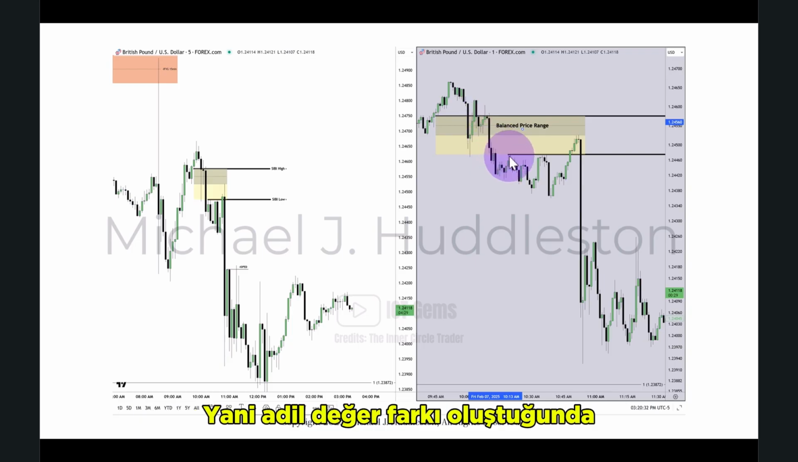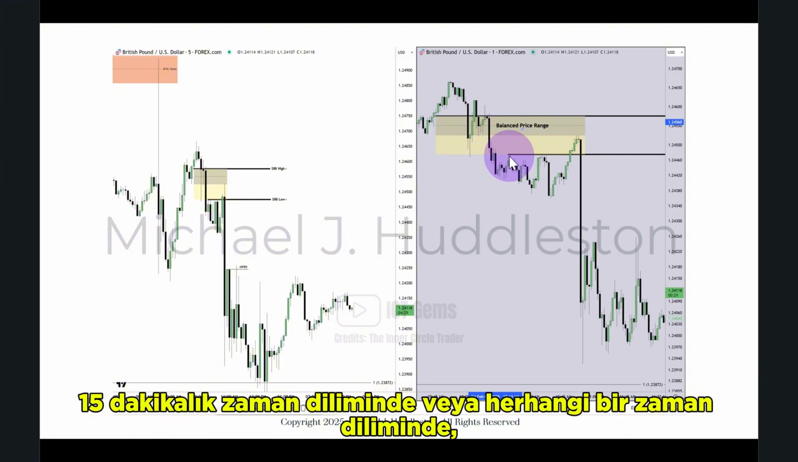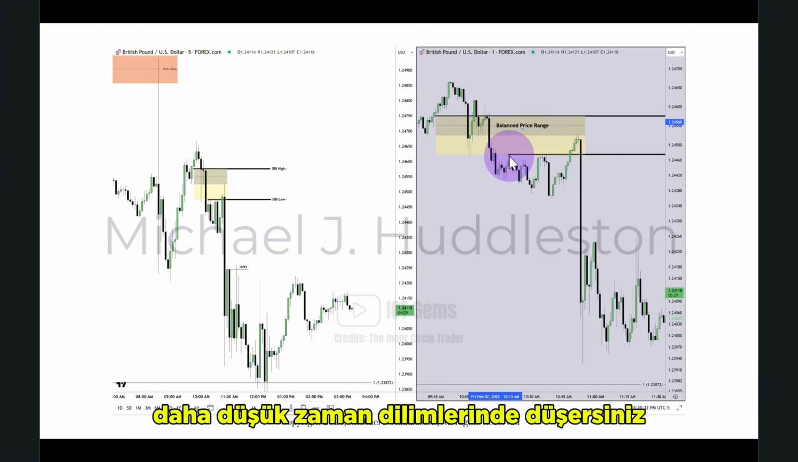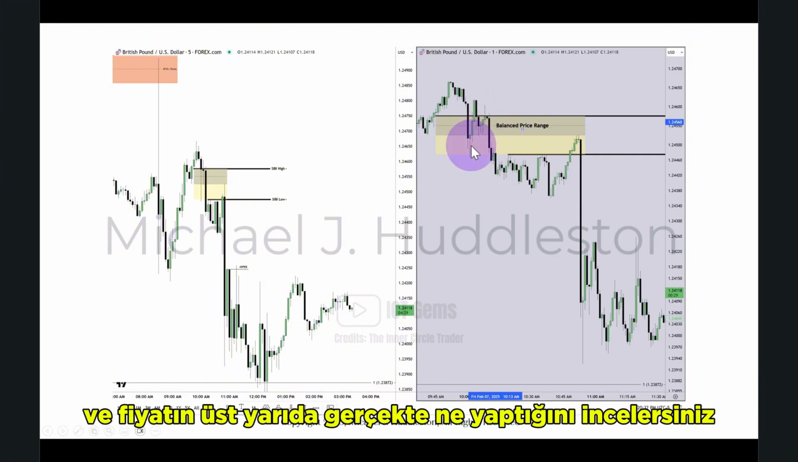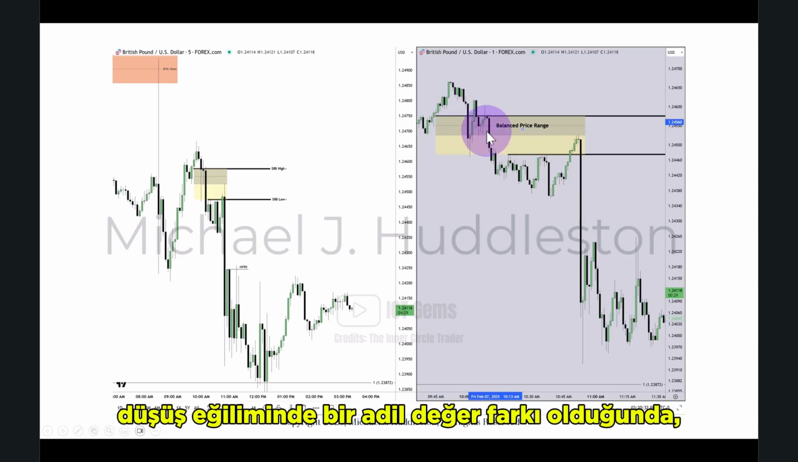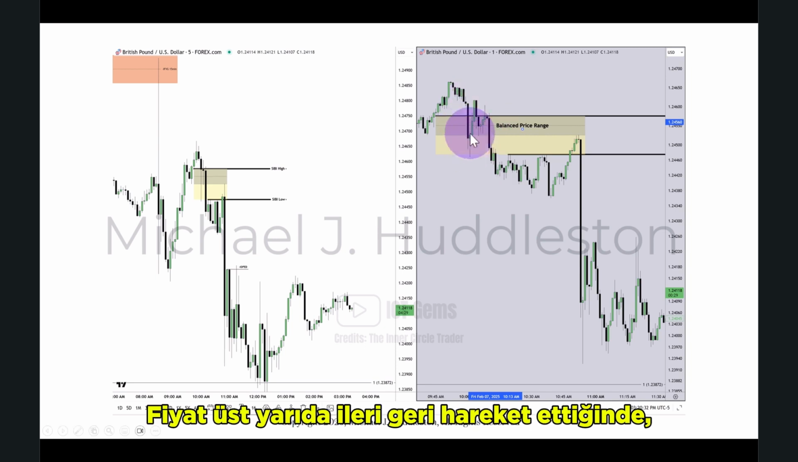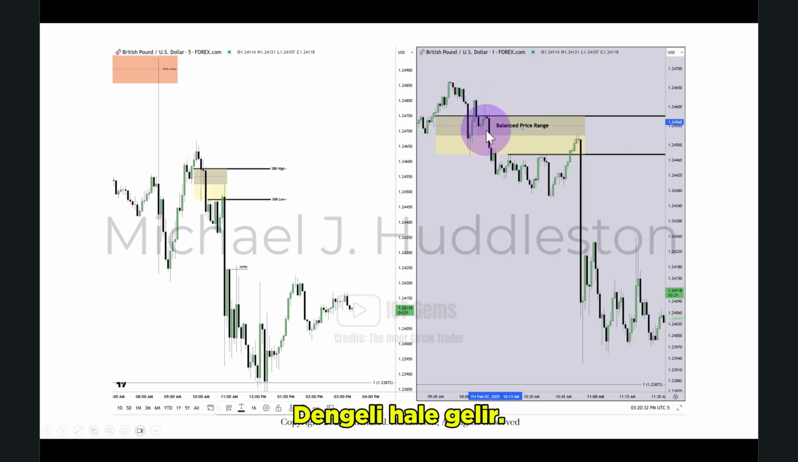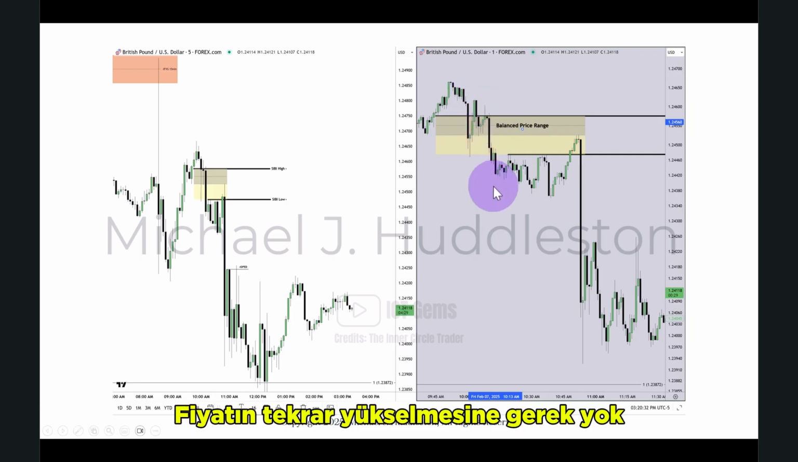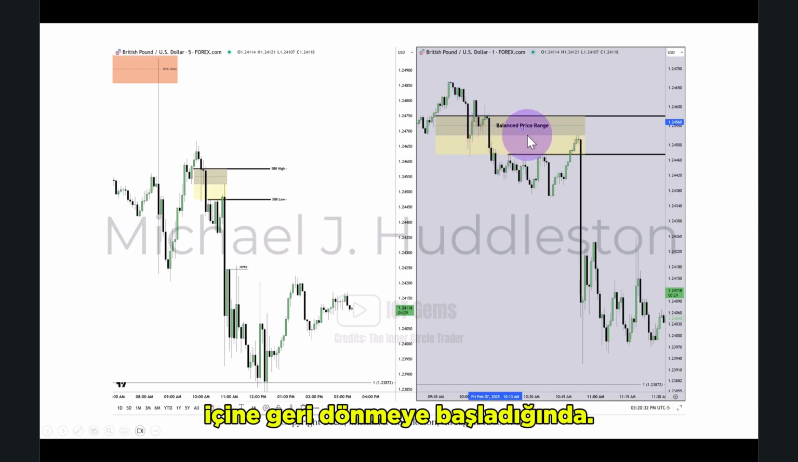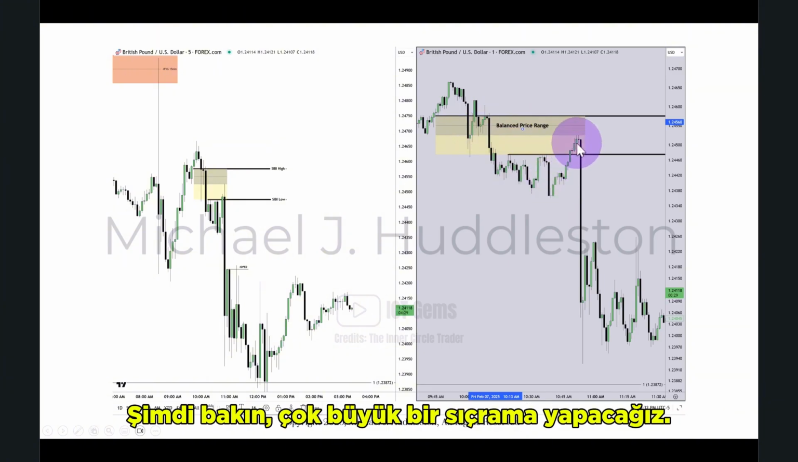So once the fair value gap is there on a 15-minute time frame or any time frame, you drop down to the lower time frames and you study what price actually did in the upper half when it's a bearish fair value gap, or you study the lower half when it's a bullish fair value gap on a lower time frame chart. When price goes back and forth in the upper half, it becomes balanced. There's no need for price to come back up in this shaded area over here when it starts to return back inside of it. Now watch, we're going to take a huge leap.